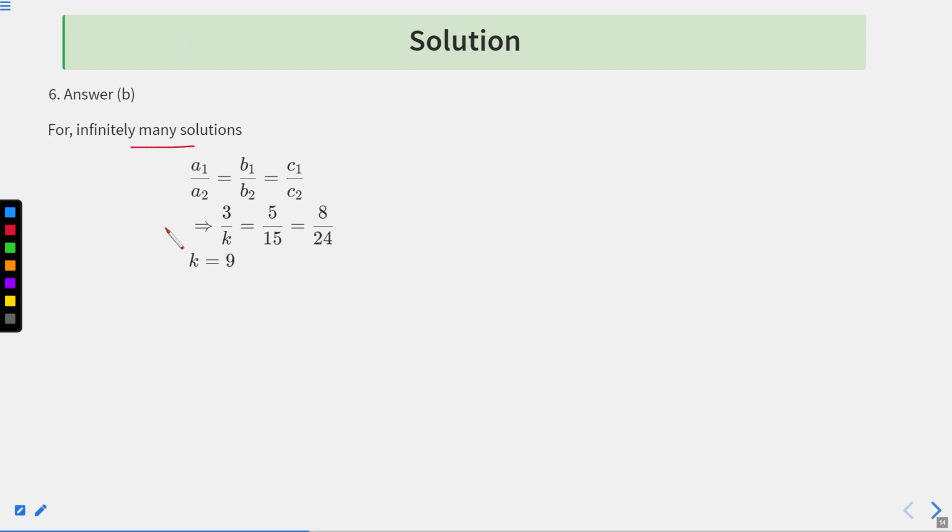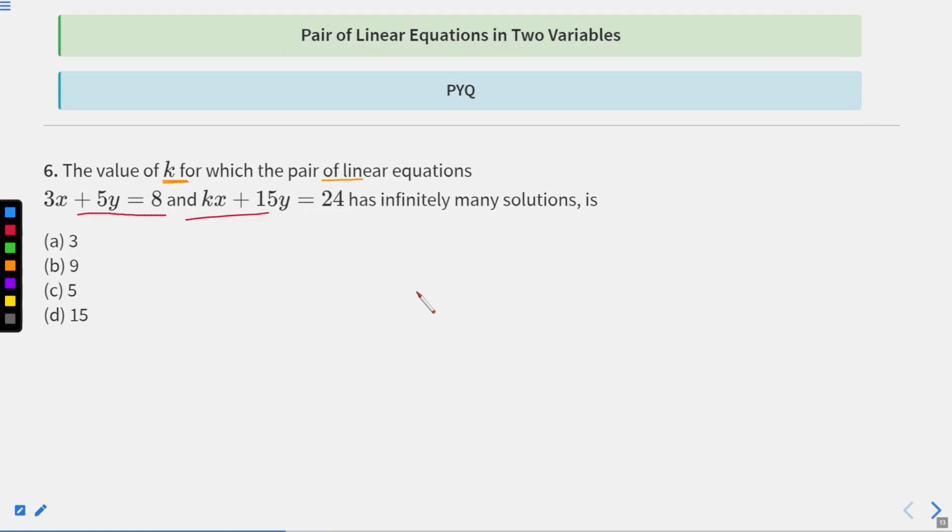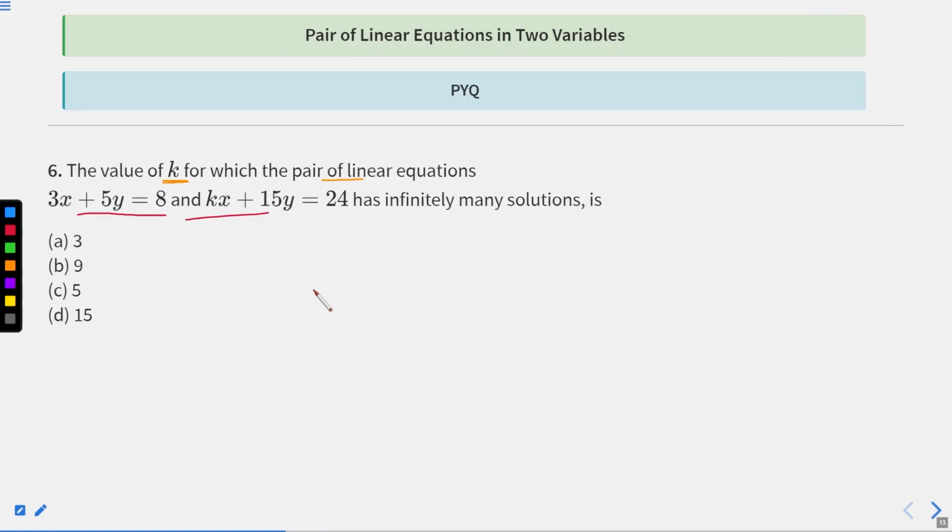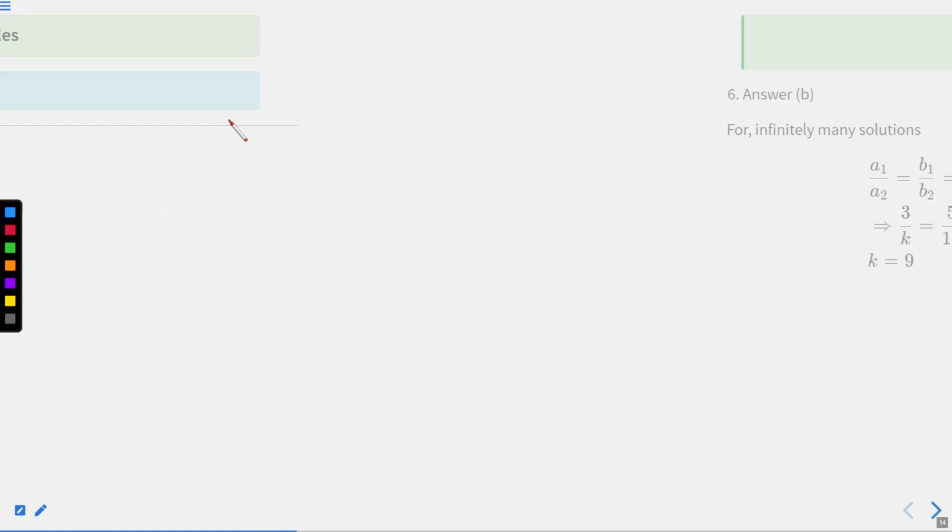Now if we equate them, we will get an equation, and if we solve this equation, we will get the value of k. Solving it, we get the value of k is equal to 9. In option B, we have been given the value 9. So for this question, the correct answer is option number B. I hope you understand this problem. So I move to question number 7.